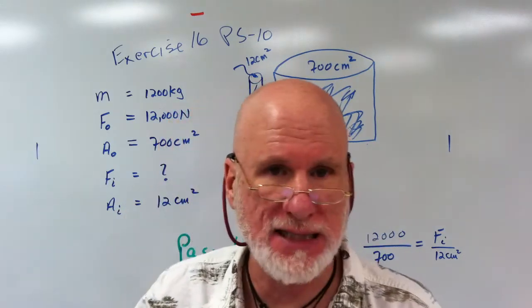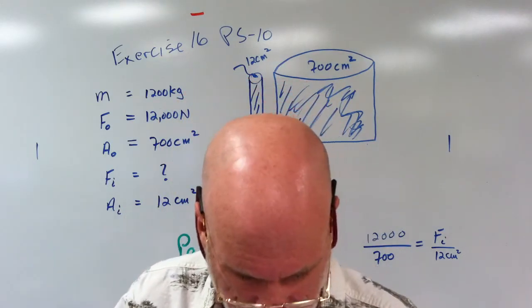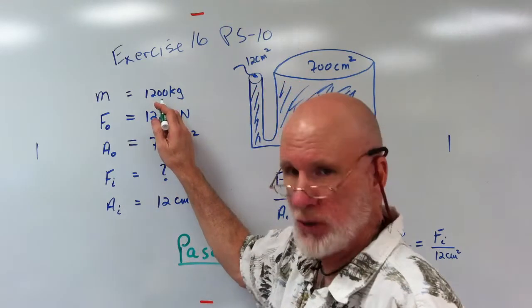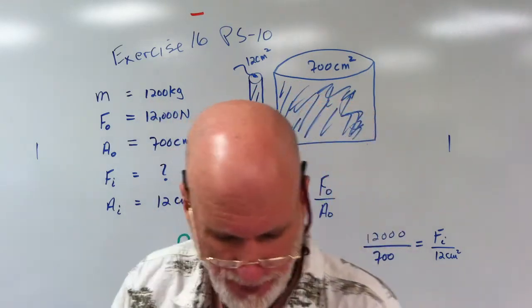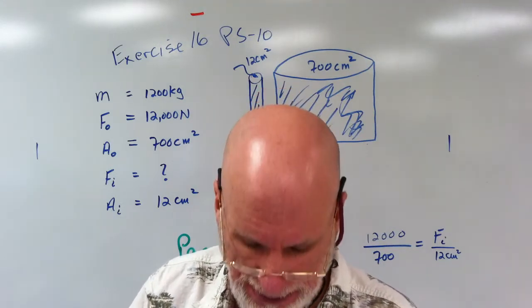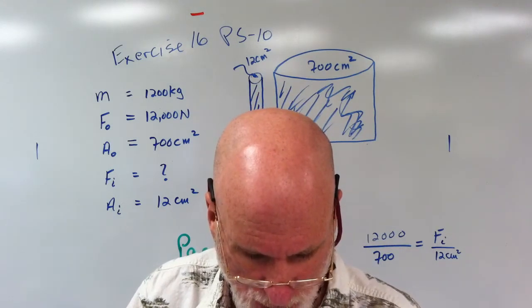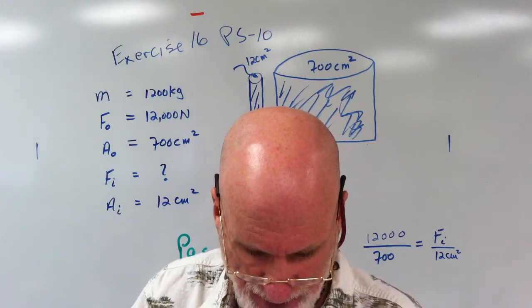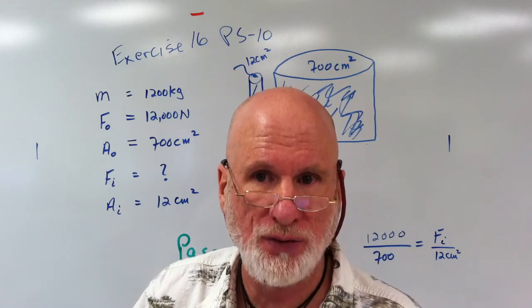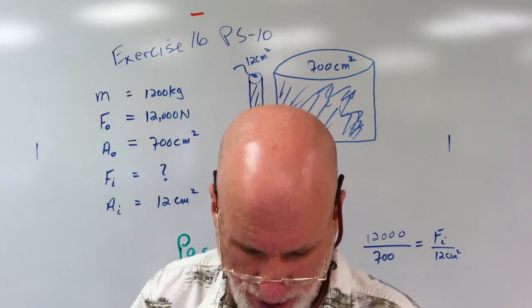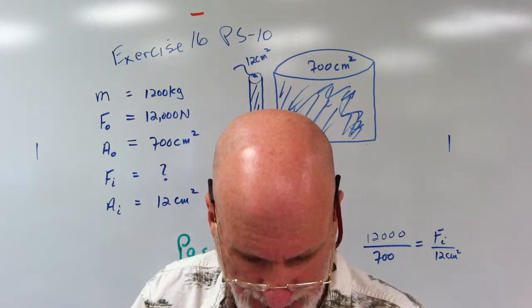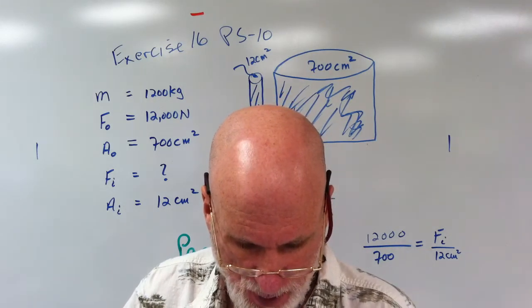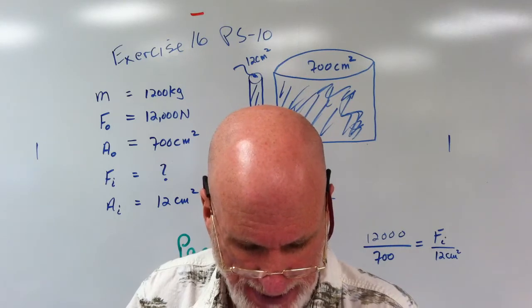It says, Eliza, an auto mechanic, is raising a 12,000 kilogram car on her hydraulic lift so that she can work underneath it. If the area of the input piston is 12 centimeters squared, while the output piston is 700, what force must be exerted on the input piston?